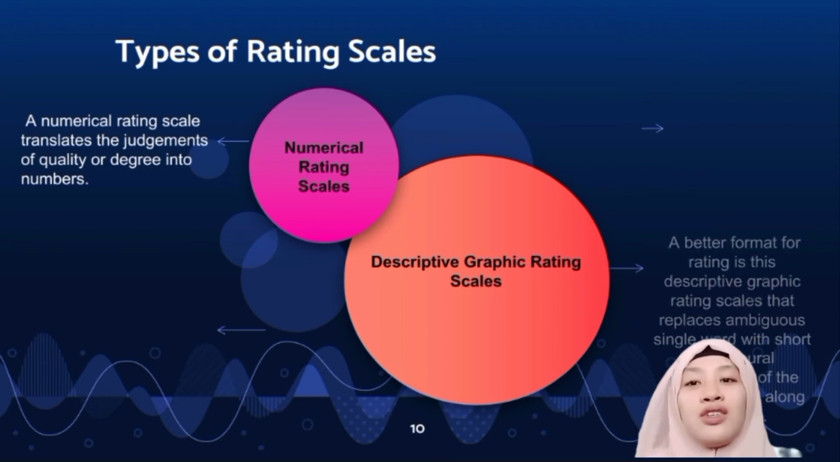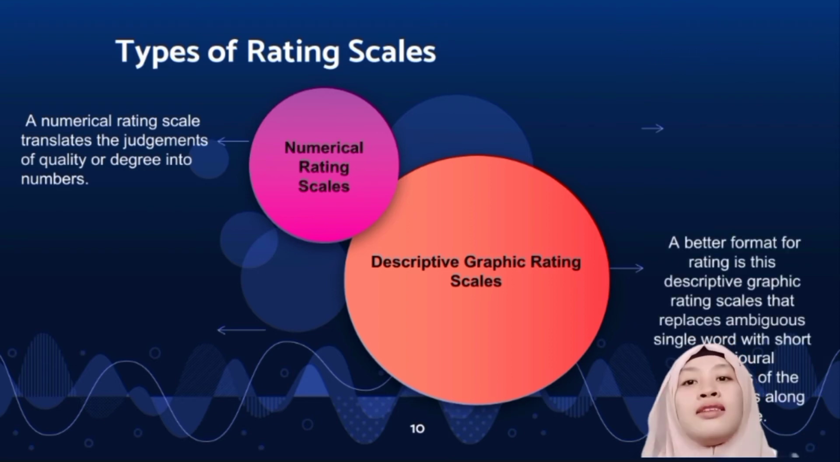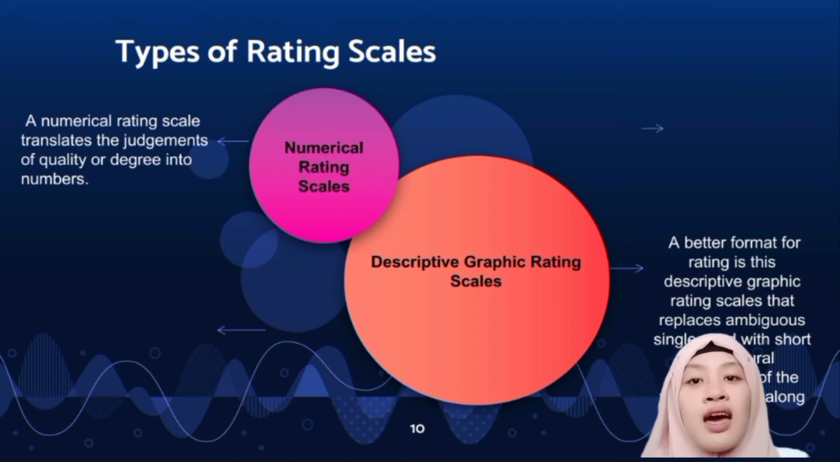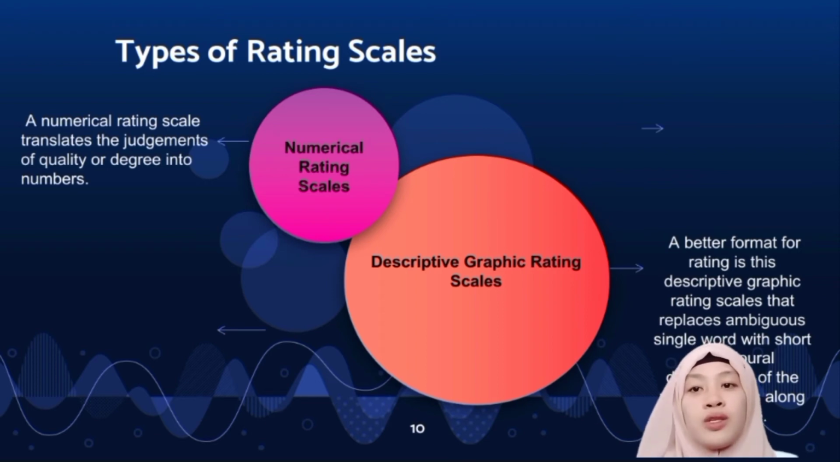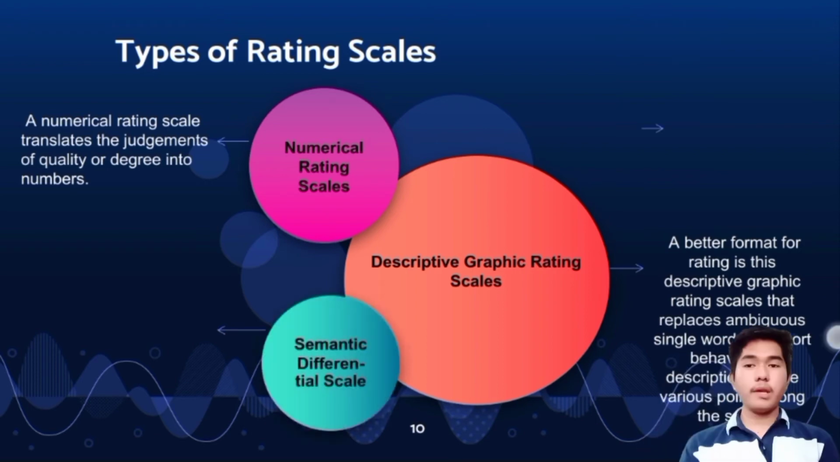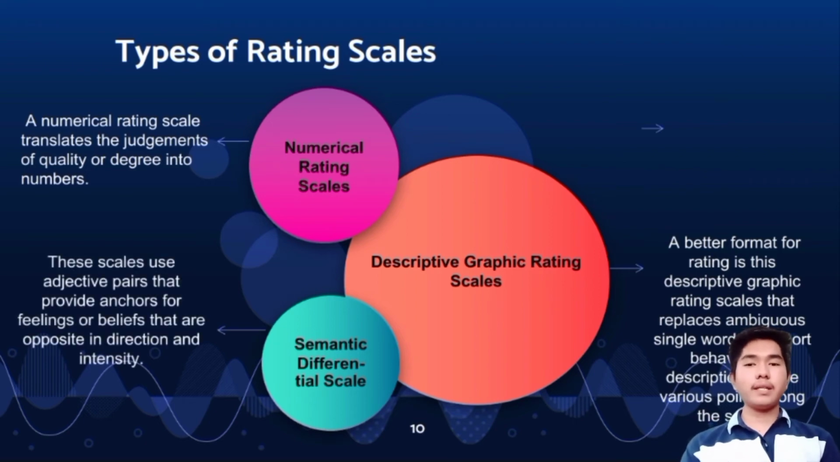Another one is the descriptive graphic rating scale. A better format for rating is the descriptive graphic rating scale that replaces ambiguous single words with short behavioral descriptions of the various points along the scale. Next is the semantic differential scale.